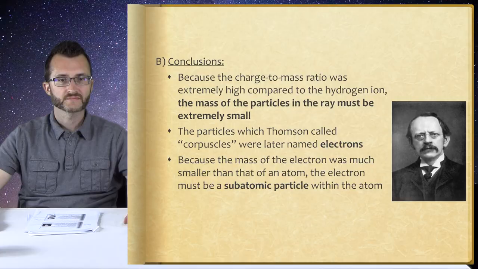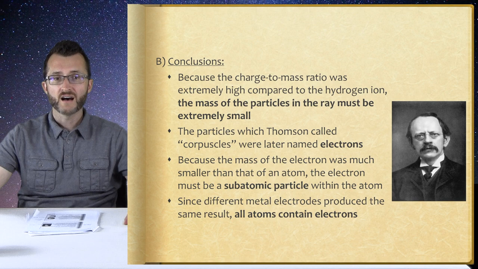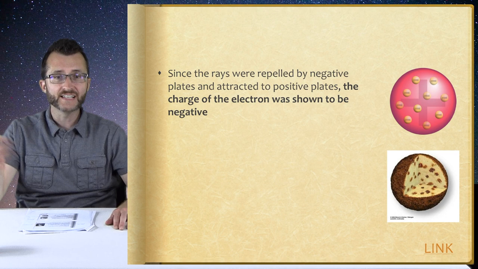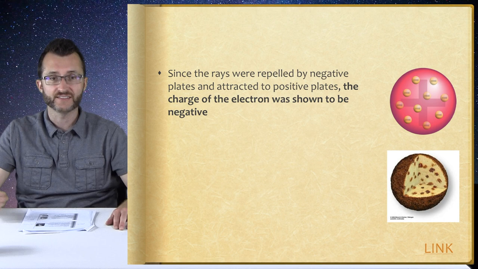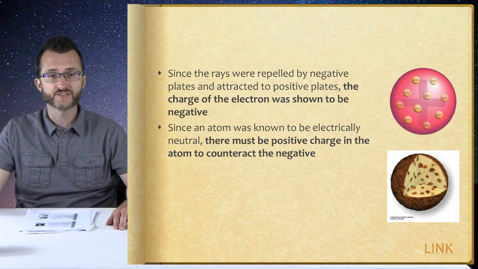So here we're talking about things that are smaller than atoms, they're contained within the atom. Since different metal electrodes produce the same result, all atoms contain electrons. So this is a really important point here. Because Thomson always got the same results no matter what the metal was, it meant that electrons were in all atoms. Since the rays were repelled by negative plates and attracted to positive plates, the charge of the electron was shown to be negative. Since an atom was known to be electrically neutral, there must be positive charge in the atom to counteract the negative.